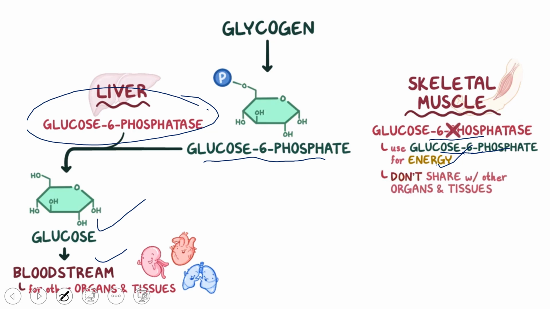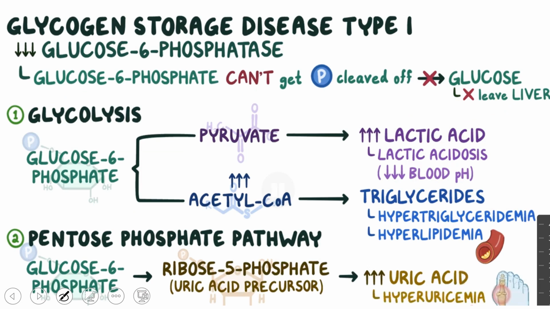So skeletal muscles, when they metabolize glycogen, it will be only for those specific tissues, which they use by themselves. But when glycogen is metabolized in the liver, it will be used by all other body tissues. Now, how are they going to cause different types of complications?